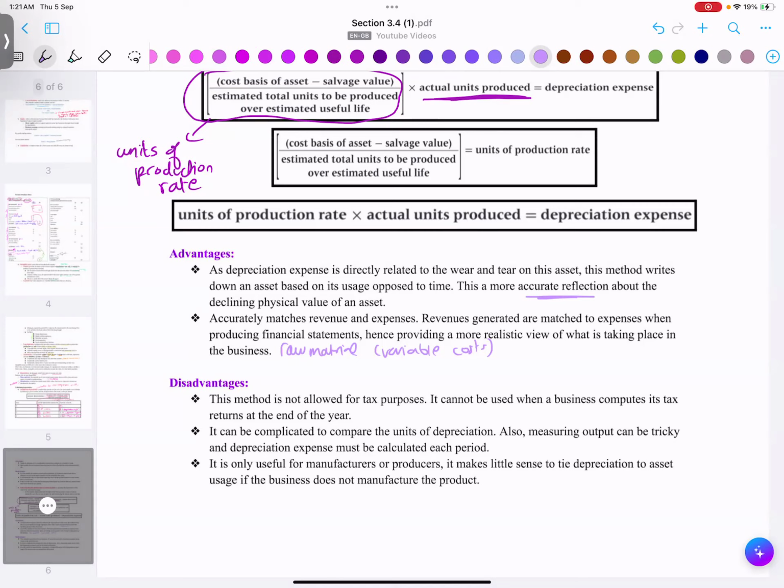It's also only useful for manufacturers or producers. It makes little sense to tie depreciation to asset usage if the business does not manufacture the product, right? So sometimes it doesn't manufacture the product, sometimes it outsources, right? So this is really it.